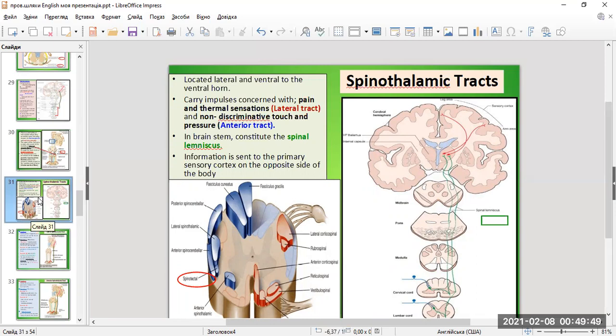Spinothalamic tracts, located lateral and ventral to the ventral horn, carry impulses concerned with pain and thermal sensations, lateral tract, and non-discriminative touch and pressure, anterior tract. In the brainstem they constitute the spinal lemniscus. Information is sent to the primary sensory cortex on the opposite side of the body.